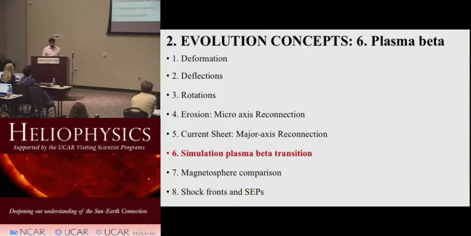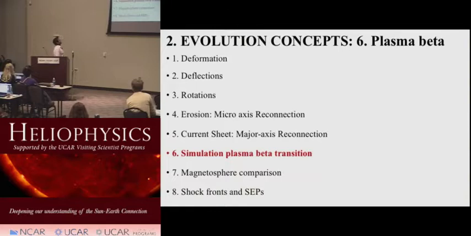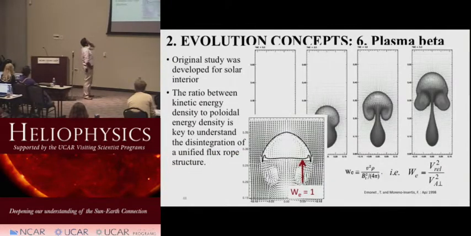So then there's what I described here as a plasma beta transition. Not entirely the right description, but it was the best title. There's some work done many years ago that looked at CMEs erupting through the solar surface. They did a simulation of basically below the solar surface of a flux rope. It was a circle behind this panel of the initial state. It was done in 2D.